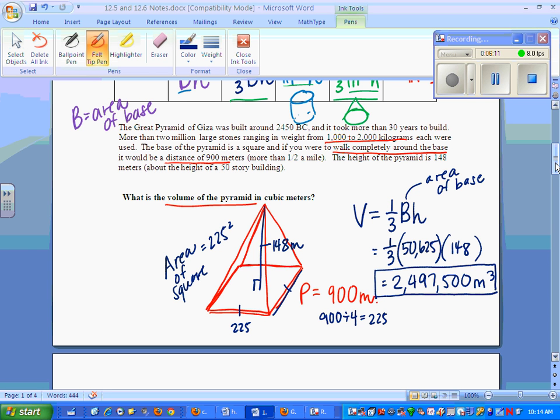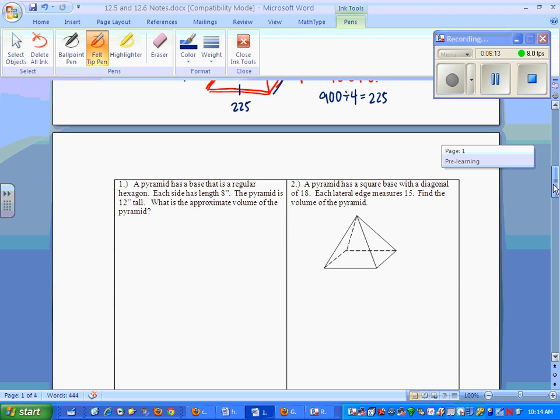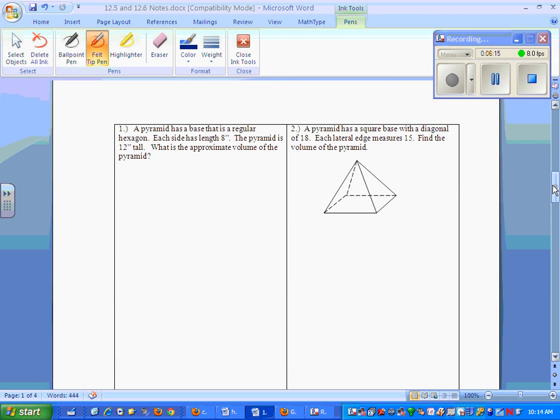Let's try another one with a hexagonal base. A pyramid has a base that's a regular hexagon. So try your best to draw a hexagon. We know that each side is 8.